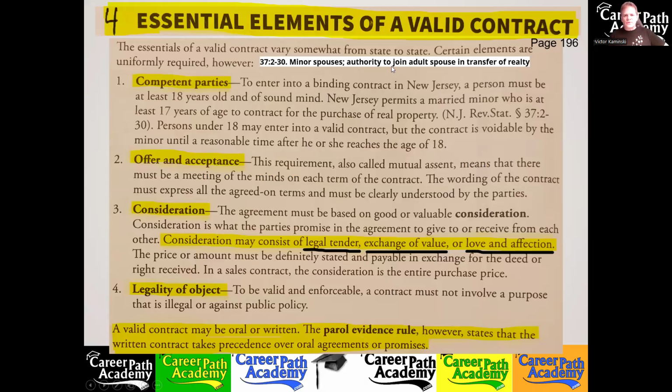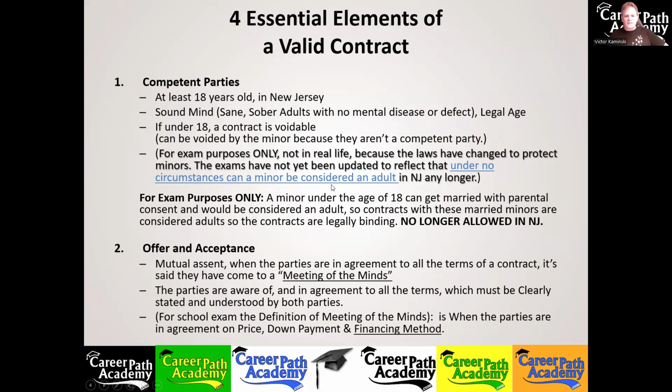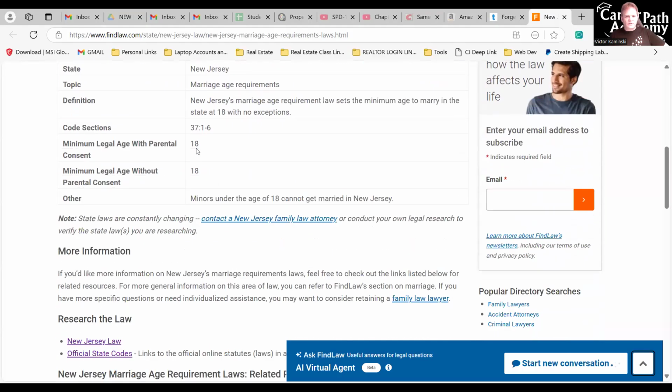And I did point out to you that minor spouses with authority to join adult spouses in the transfer of realty. That's 37:2-30. And this law also fell under that statute, 37:1-6, actually. Okay.